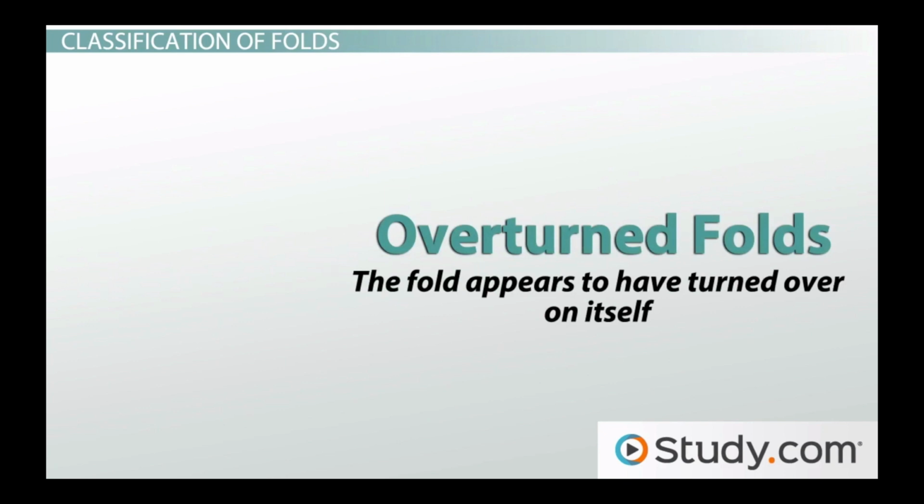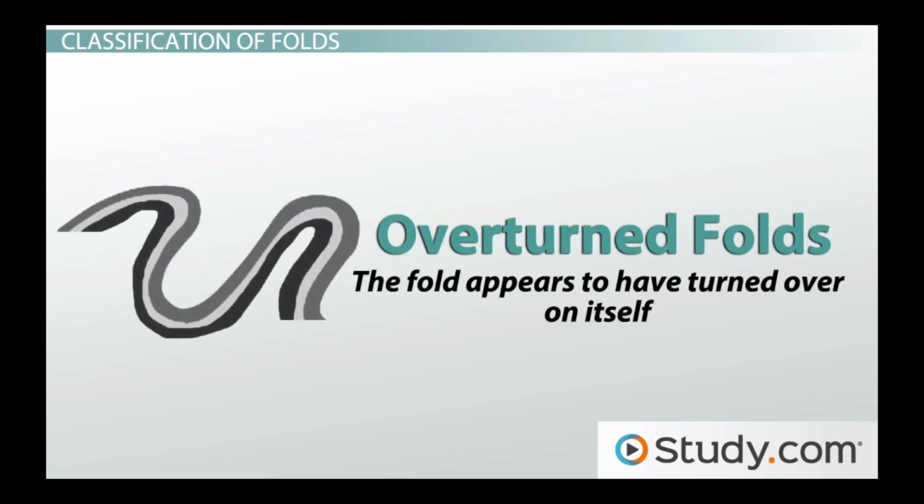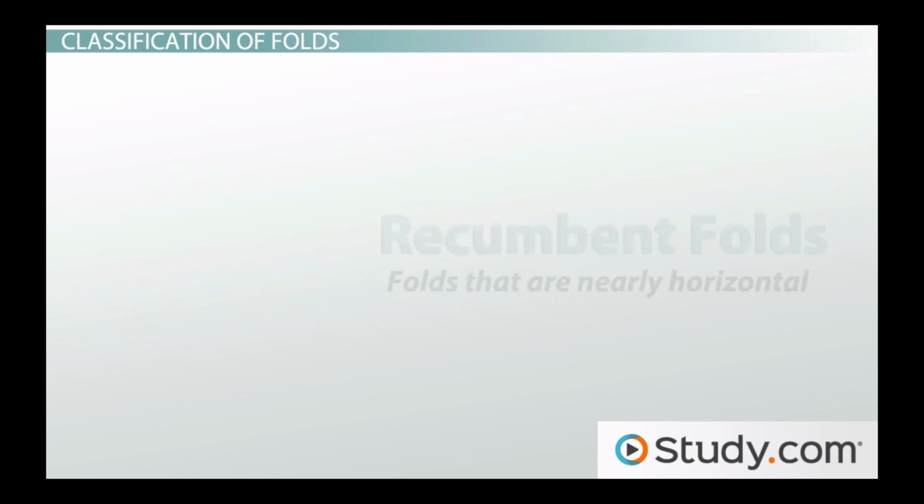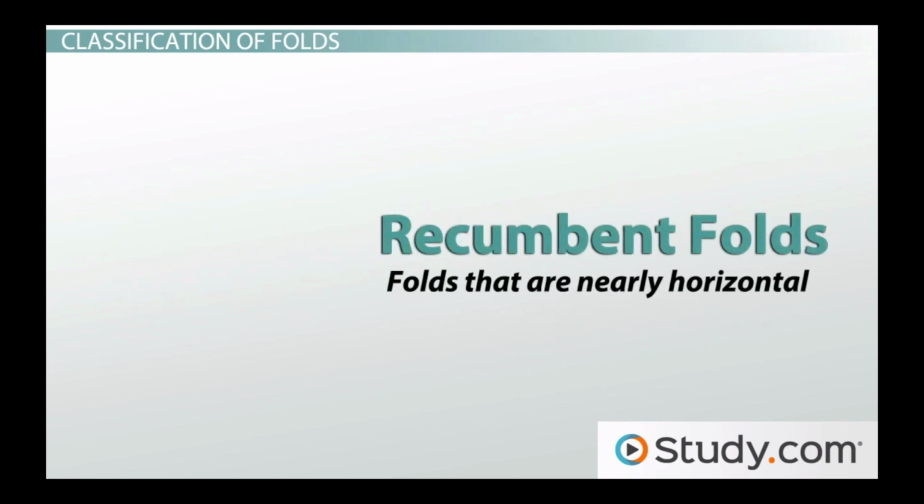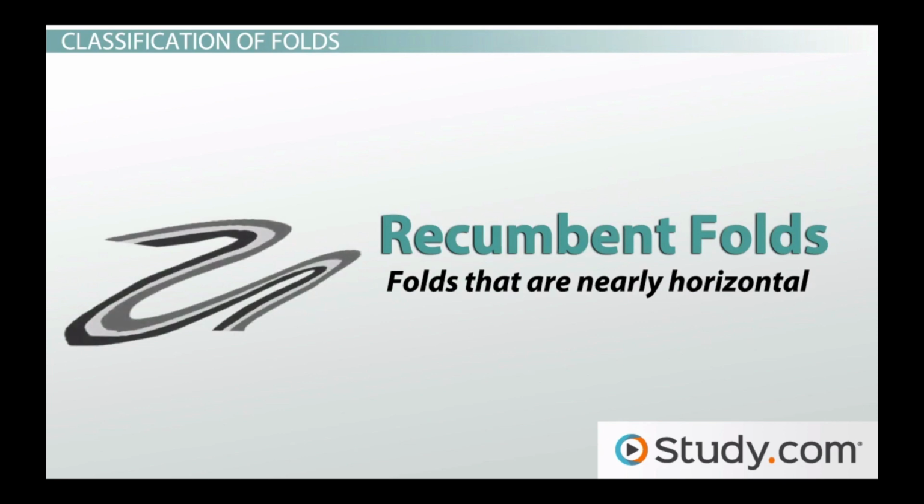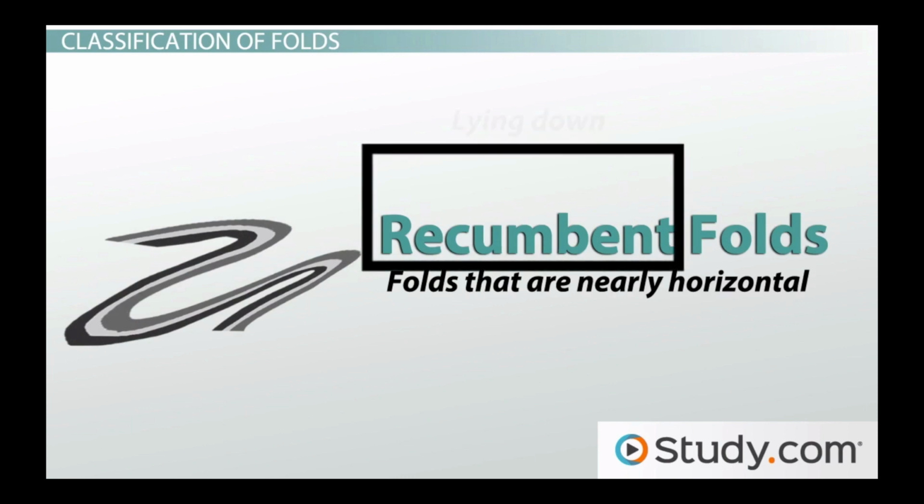Overturned folds occur when the folding is so intense that the fold appears to have turned over on itself. Similarly, we can have recumbent folds, which are even more extreme than overturned folds. These are folds that are nearly horizontal. Recumbent means lying down, so you could think of this fold as lying down sideways.